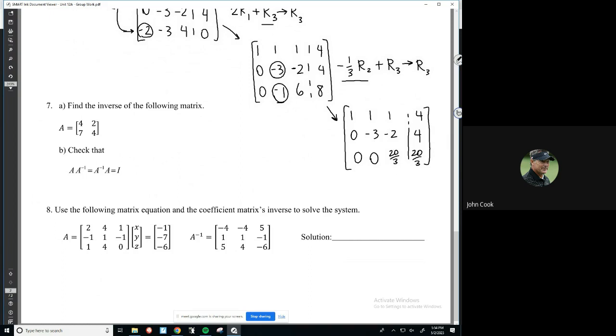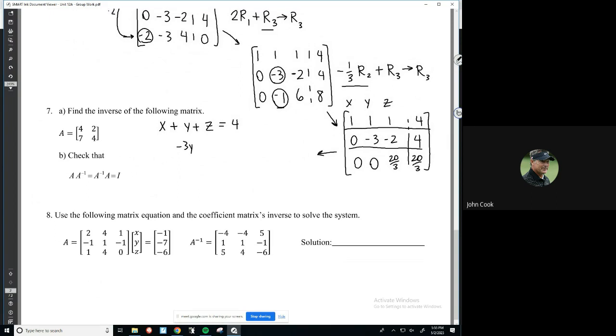I'll show you, okay? So now we use backward substitution. From here, we just rewrite this as a system of equations. Remember that this is the x's and the y's and the z's, and that's the solution part. So the first equation we get is 1x plus 1y plus 1z is equal to 4. The second equation we get from the second row: we have 0 x's, but we have negative 3y minus 2z equals 4. And the last row, we only have the z value. So we have 20/3 z equals 20/3.